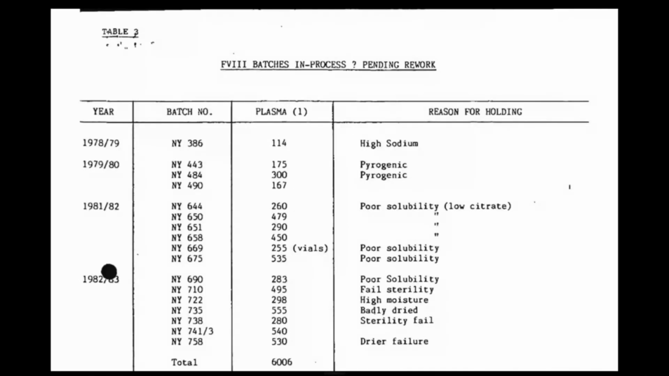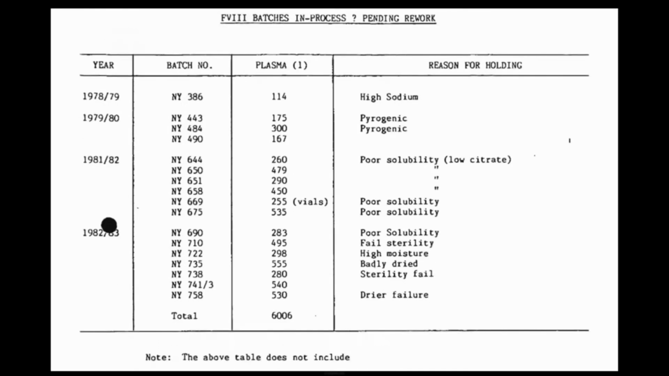This is a table that was compiled as part of that report, which refers to Factor 8 batches that were still in process and, question mark, pending rework. What I take that to mean is that these are batches that have not been dispatched from PFC for various reasons. You can see the reason for holding in the right-hand column. What this helpfully shows is the size of the plasma pool for each of these batches.